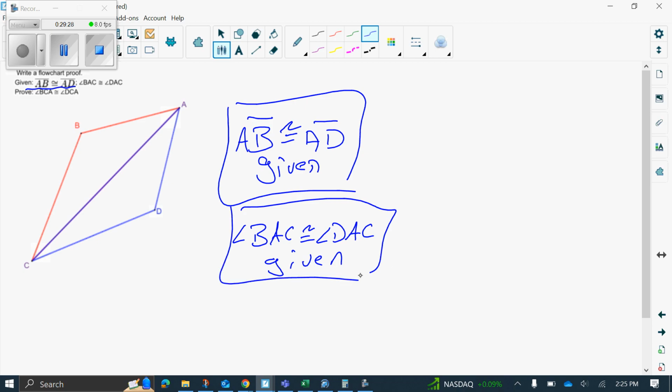Now we actually have to do a little thinking. So we know this angle and this angle, we know that. Well, this side is part of both triangles. So we can say that it's congruent to itself. So AC congruent to AC. And anything that's congruent to itself is the reflexive property.